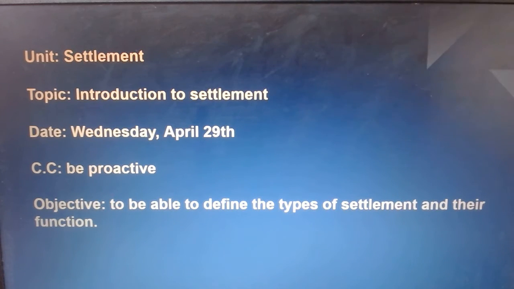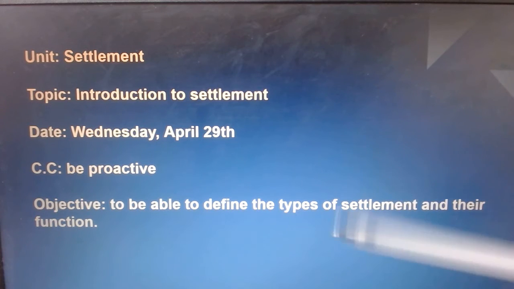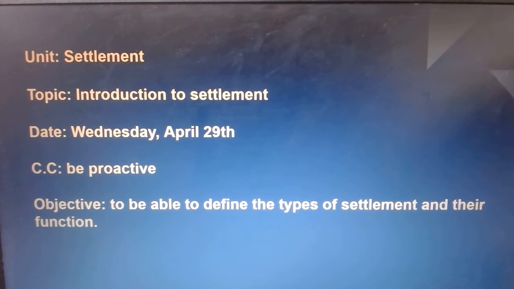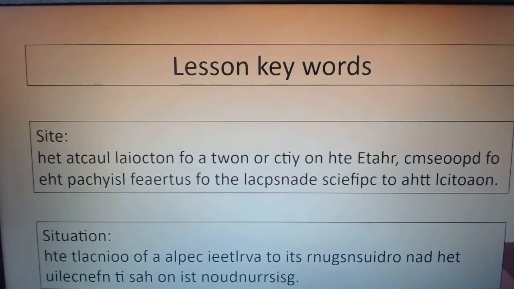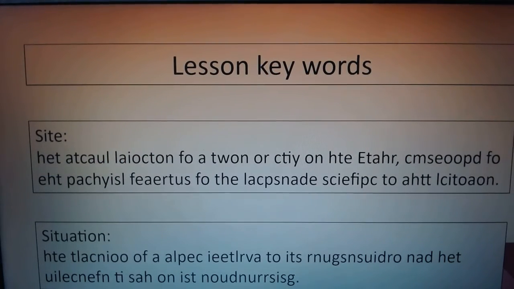Introduction to settlement. This will probably be our last topic of the year. It's quite a long one, and we're going to look at the types of settlement and some of their functions. We may get onto functions today. We'll see. Okay. Right, first things first, two very important words that you have to just know about settlement is the site and the situation. So see if you can unscramble those there, test yourself a little bit.